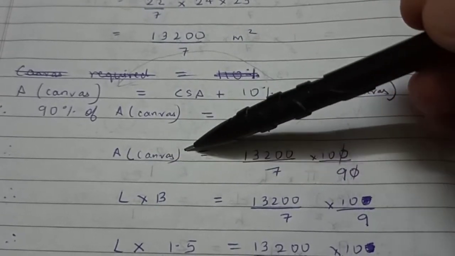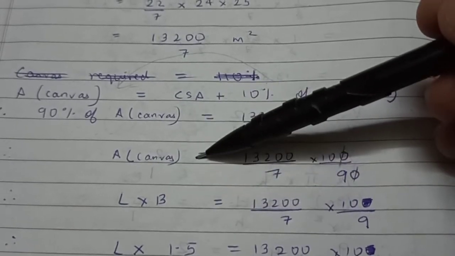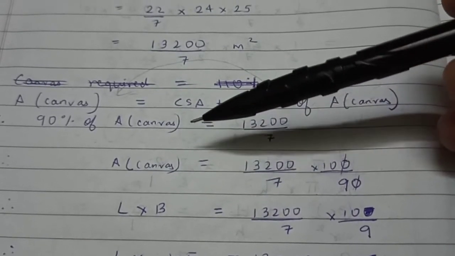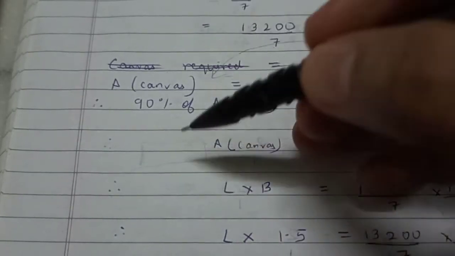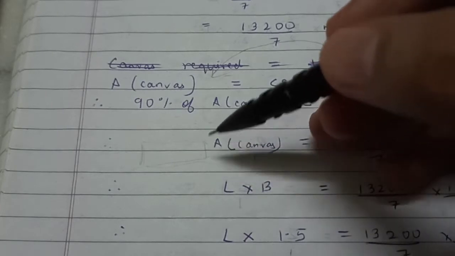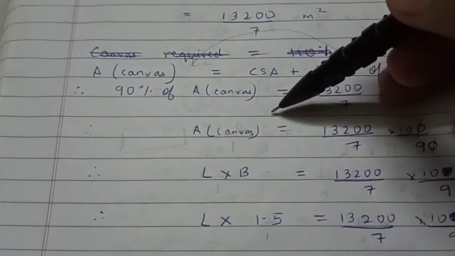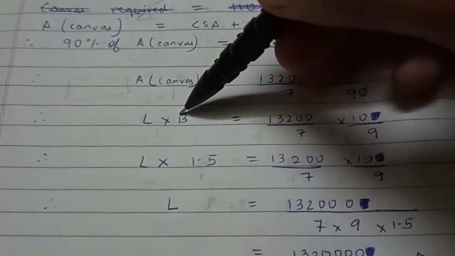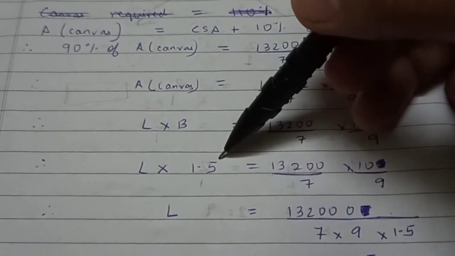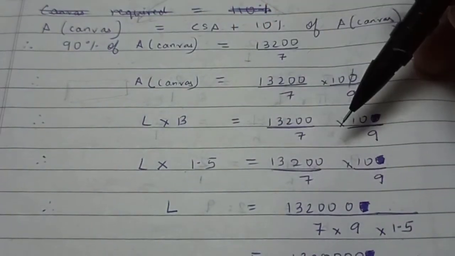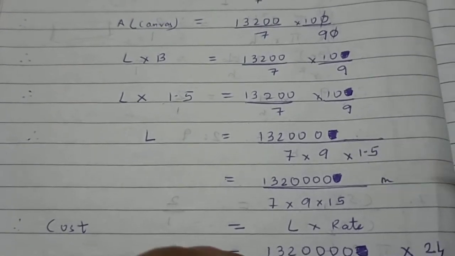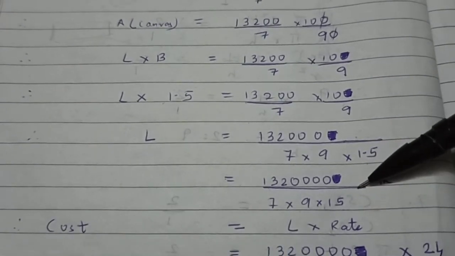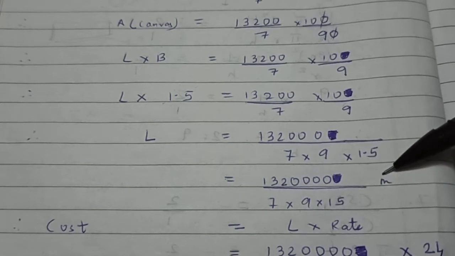So this is the area of the canvas which we have to purchase. But when we go to purchase the cloth, the width of the cloth is already decided. It's 1.5 meters, and the shopkeeper is asking us the length of the canvas we want to buy. So the area of the canvas is length into breadth, out of which the breadth or the width is already known, 1.5. Only the length is unknown. So 1.5 goes here, and I get the length as this. Again, I'm not solving it further. If you wish, you can get some answer.